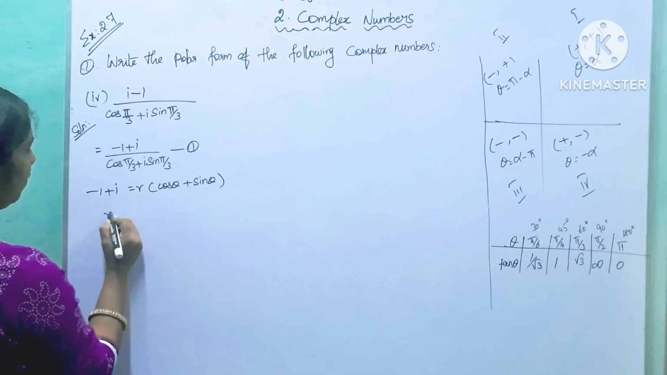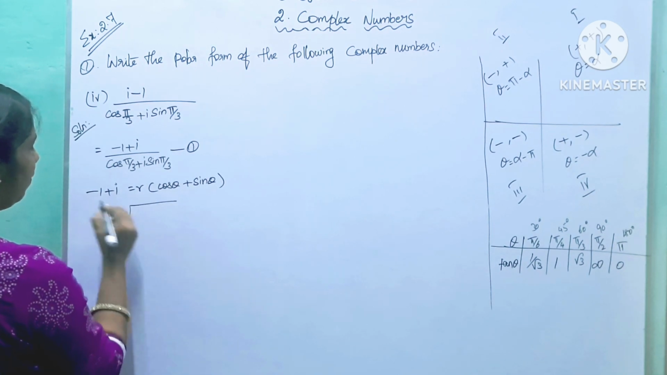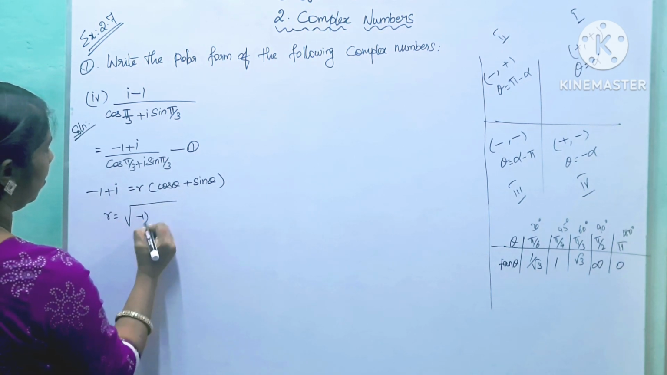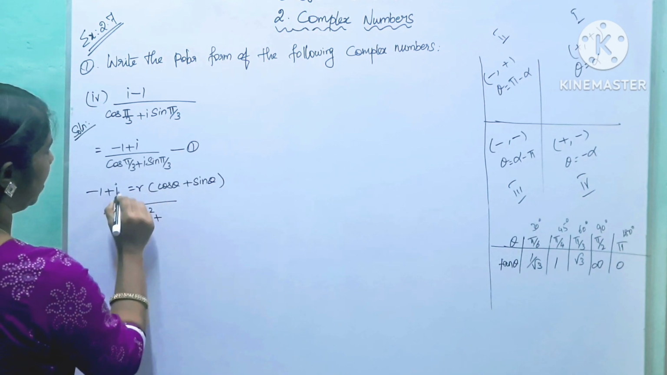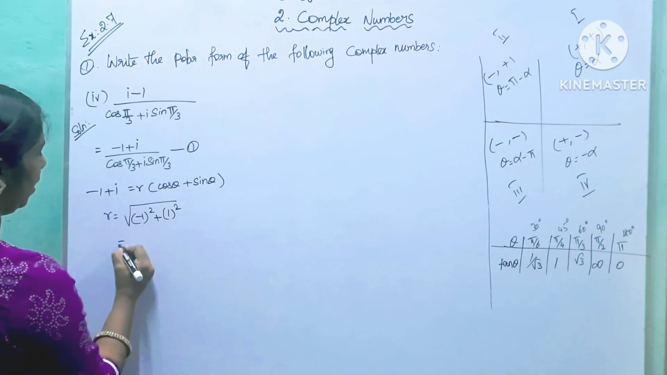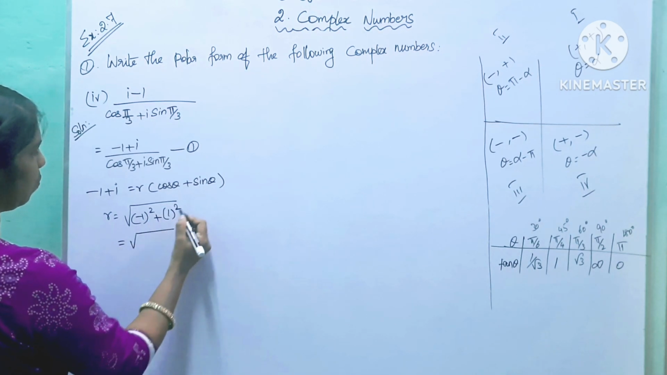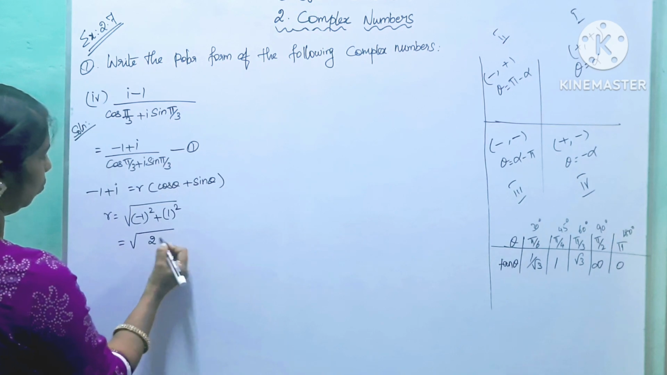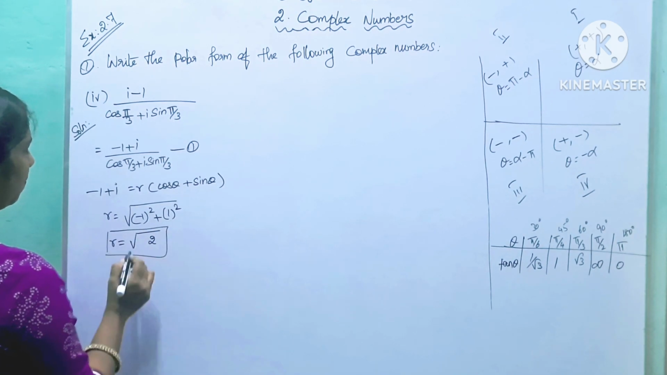We can find out r value by using the formula root of real part square plus imaginary part square. Real part is minus 1, so minus 1 square, and I oda coefficient adu 1 square. So, root of 1 square plus 1 square is 1 plus 1, it is 2. R is equal to root 2.